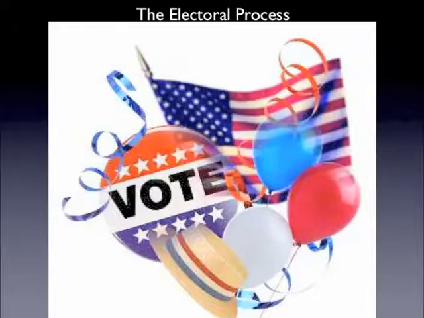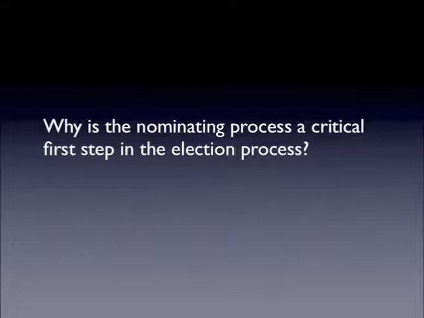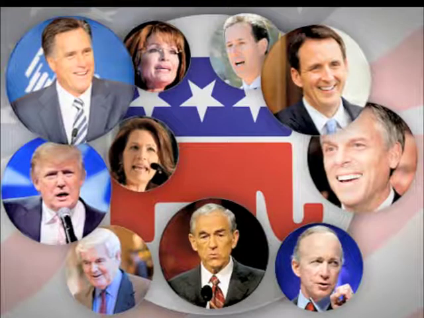This lesson is on the electoral process. Why is the nominating process a critical first step in the election process? In the United States, the election process occurs in two steps. Nomination, in which the field of candidates is narrowed, and the general election is the regularly scheduled election where voters make the final choice of office holder.